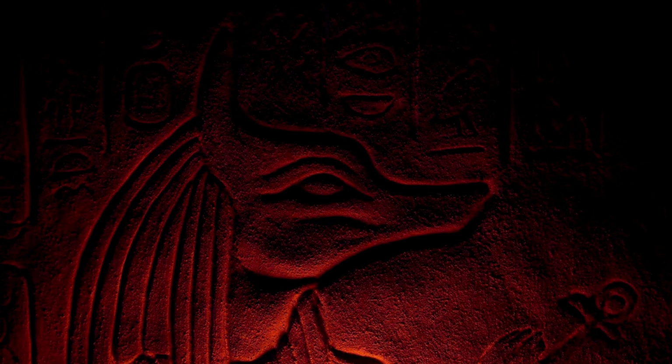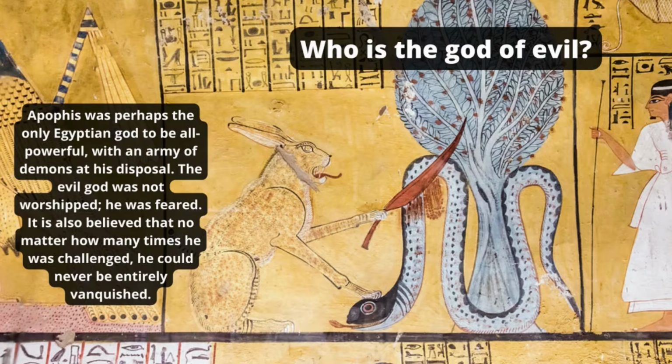Who is the god of evil? Apophis was perhaps the only Egyptian god to be all-powerful, with an army of demons at his disposal. The evil god was not worshipped, he was feared. It is also believed that no matter how many times he was challenged, he could never be entirely vanquished.